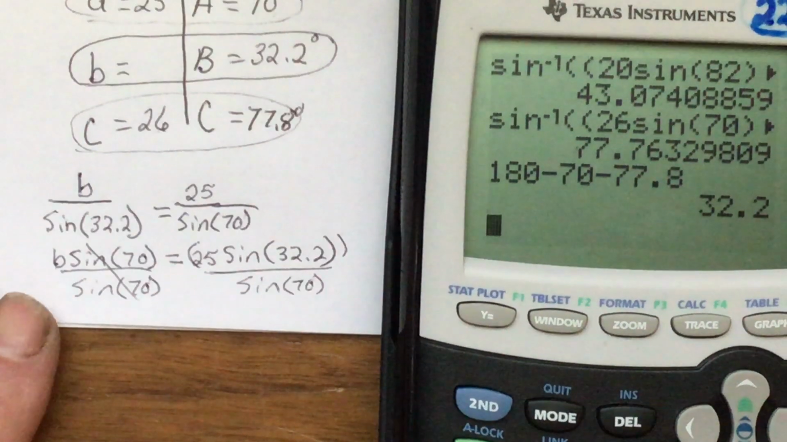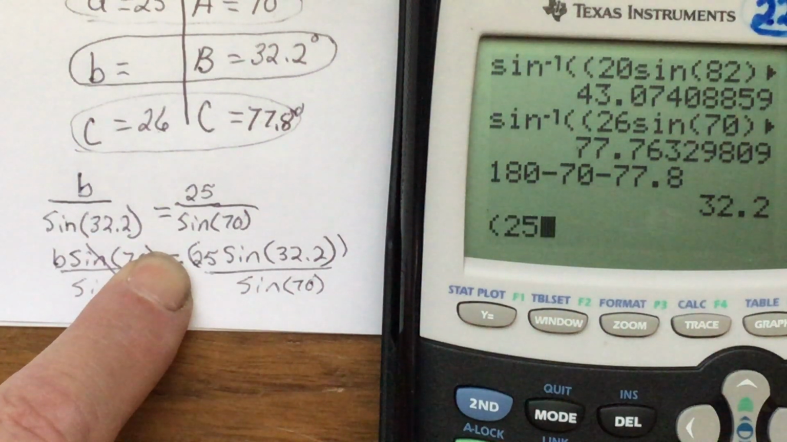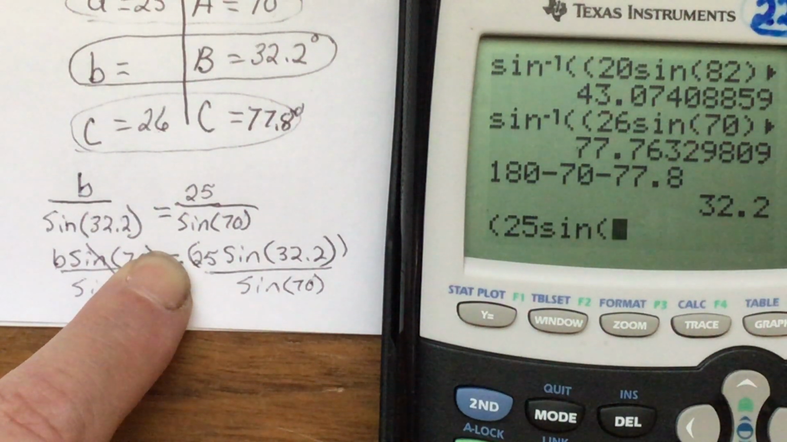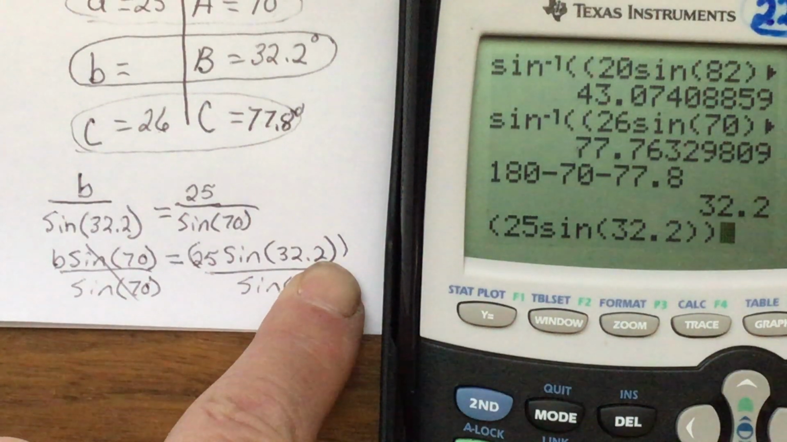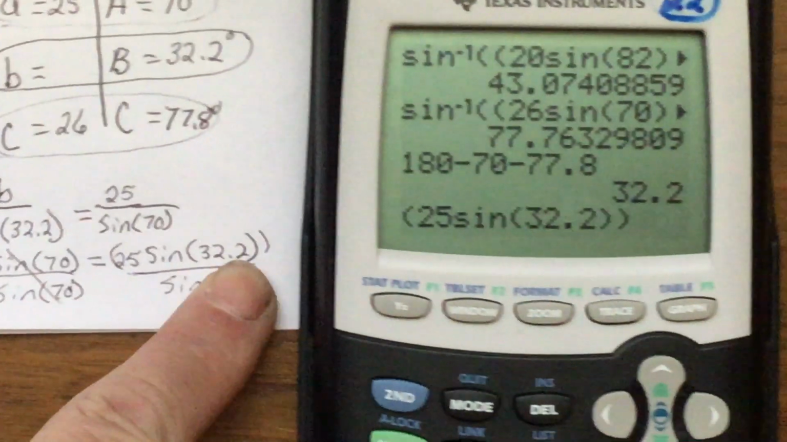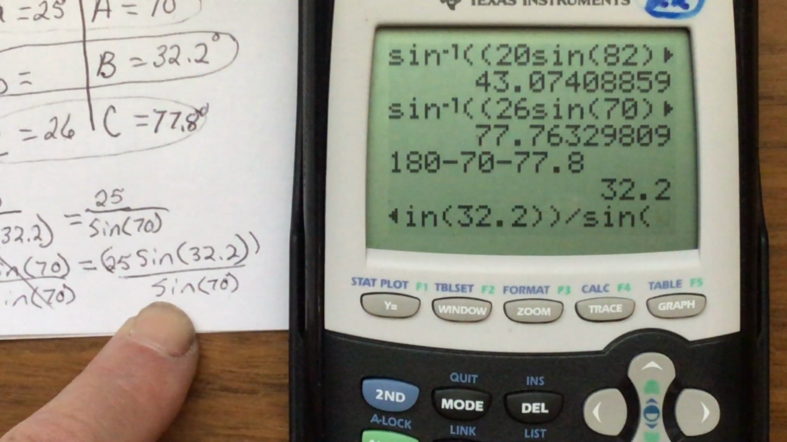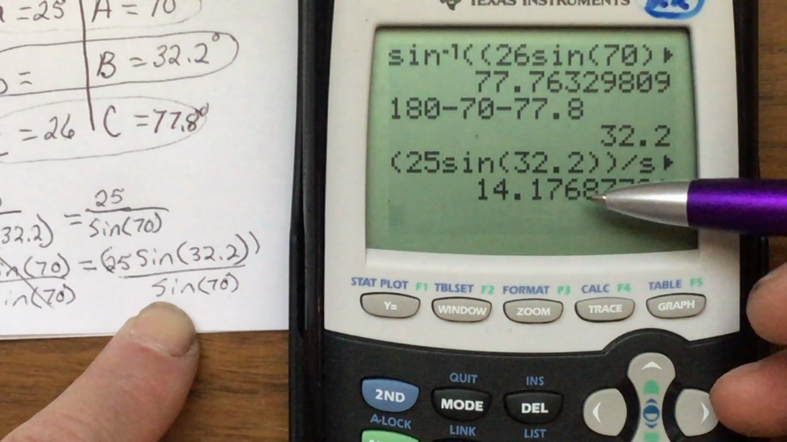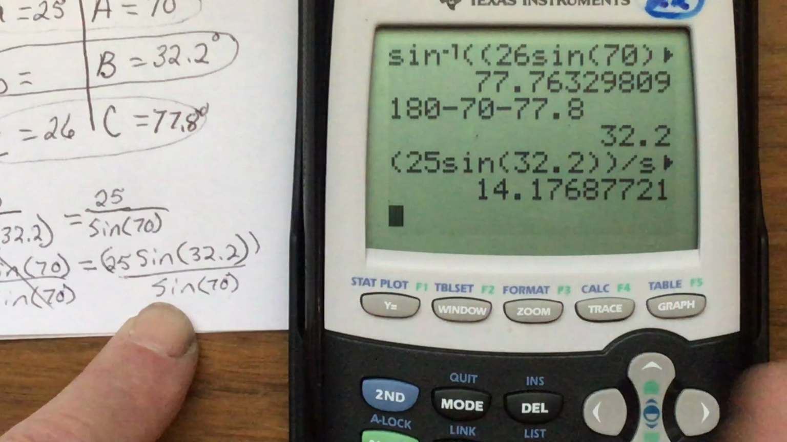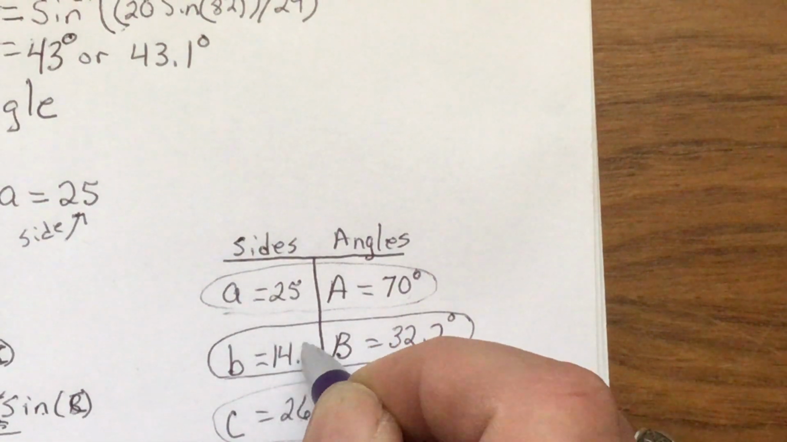Type that in the calculator. 25 sine 32.2. Remember, two parentheses here, two closing parentheses, divided by sine 70. Round that to the nearest tenth, 14.2.